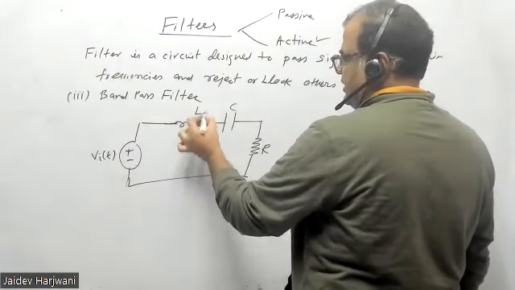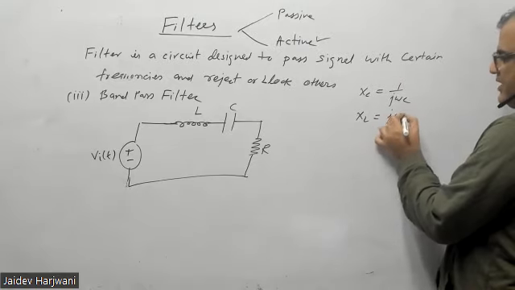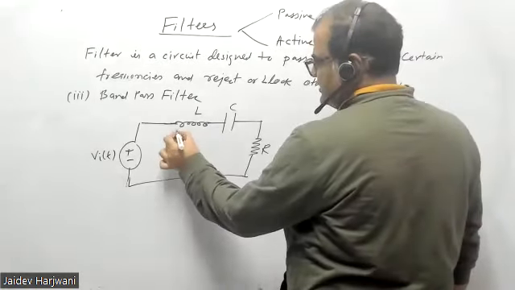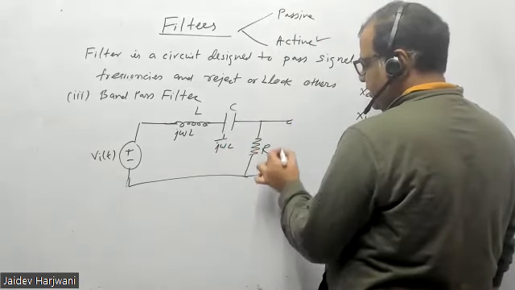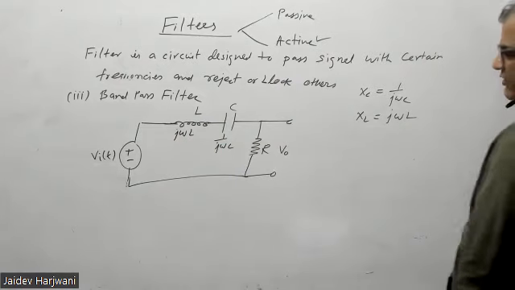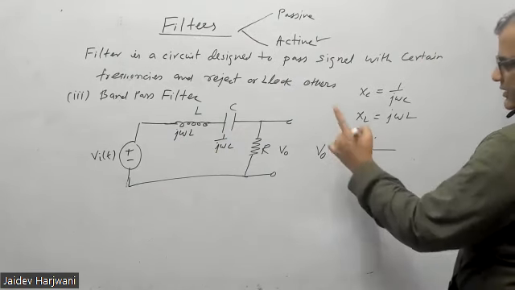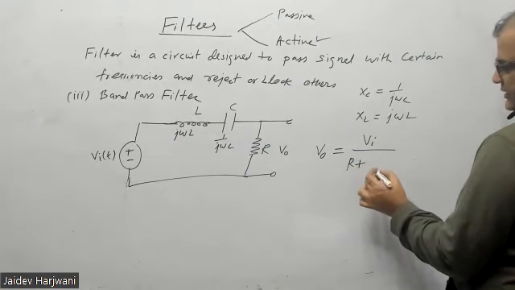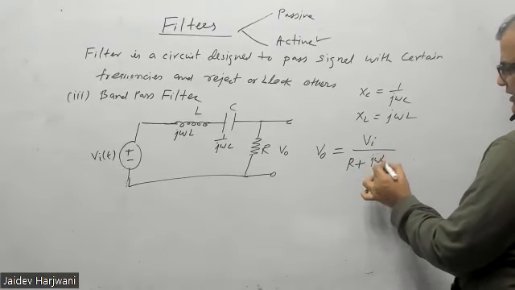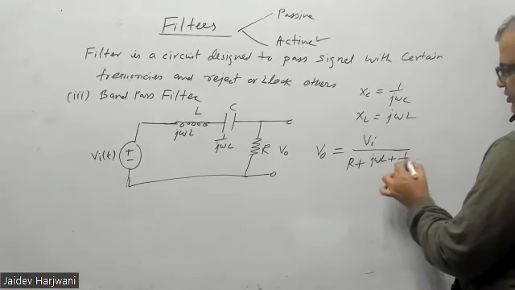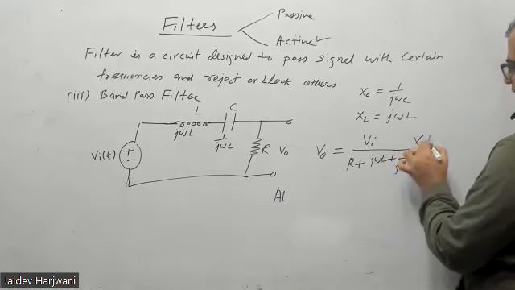Okay, this L. Like I write XC equal to 1 by J omega C, similarly, XL is J omega L. So whenever you solve the circuit, you have to replace this by J omega L, and you have to replace this by 1 upon J omega C. And now I'm taking the output here. So, if I write the output, my output will be the input V divided by R plus XL plus 1 upon J omega C, where XL is J omega L.